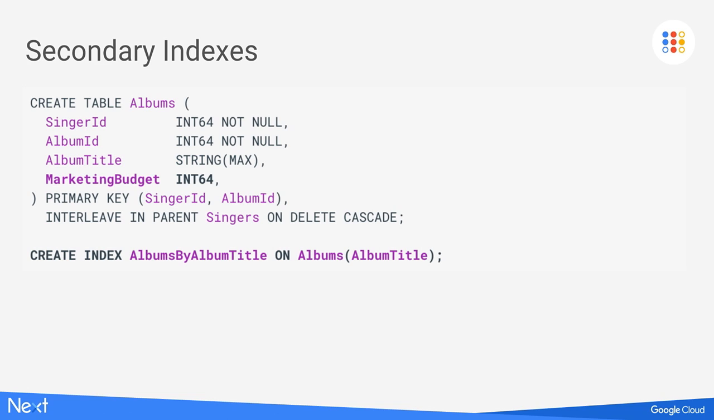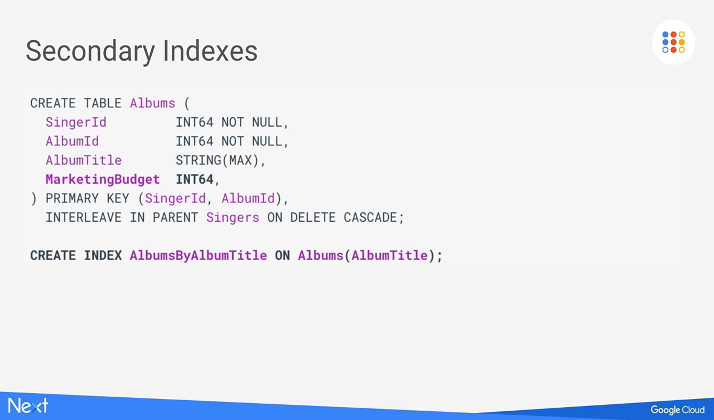The next concept that every good RDBMS has is secondary indexes. So I've built my schema, I've run some queries, and I see that they're slow. How can I speed up those queries? One way that I can speed up a query is by adding indexes. So Spanner allows you to build secondary indexes.